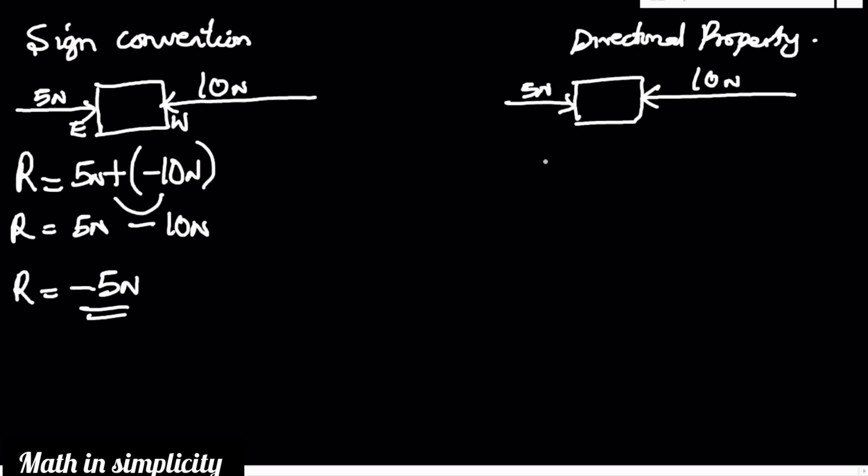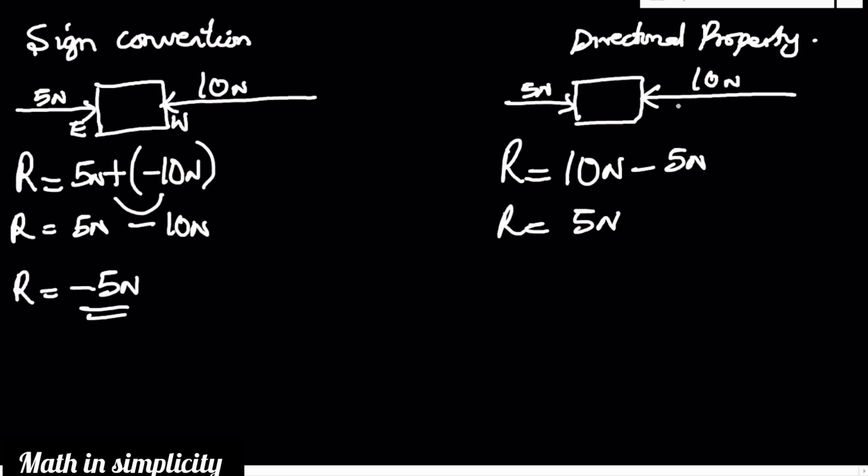What of the directional properties? Now for the directional properties, we just use the addition method I taught you already for resultant vectors: if they are in opposite directions you have to subtract, and if they're in the same direction you just have to add. So they're in opposite directions, so we're going to subtract. So we have 10 Newton minus 5 Newton, and then the resultant is 5 Newton.